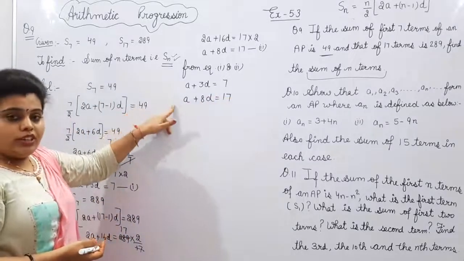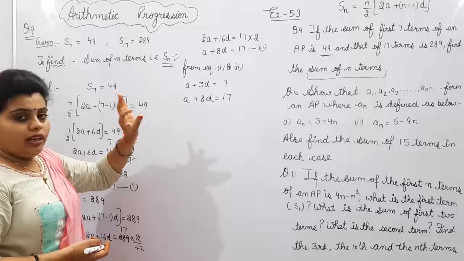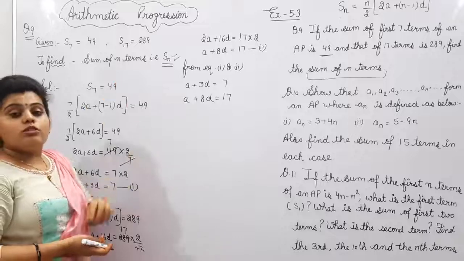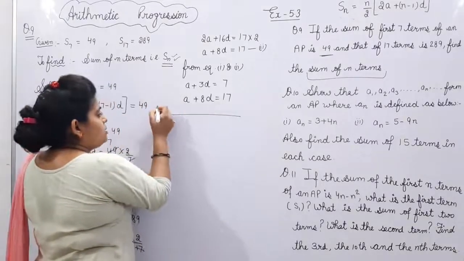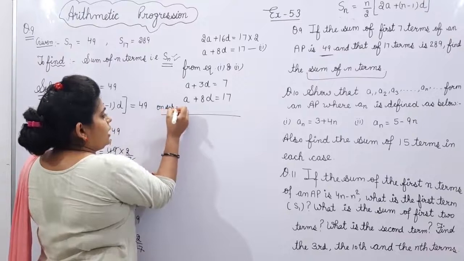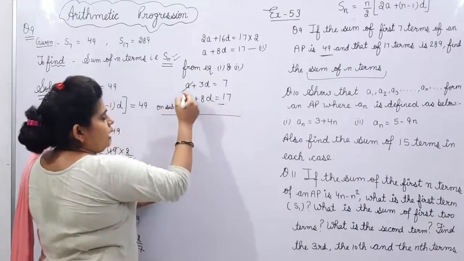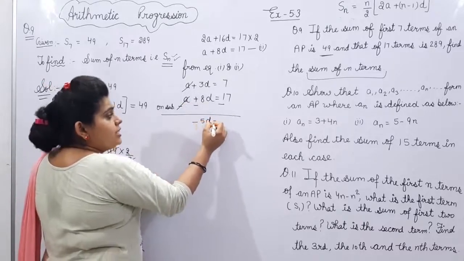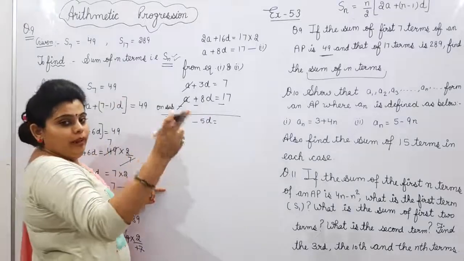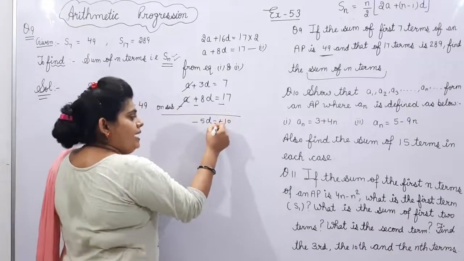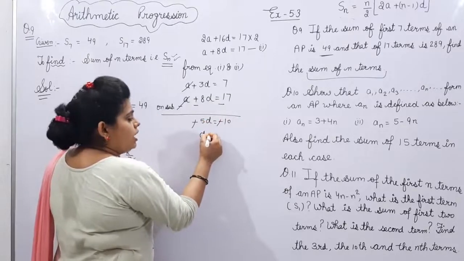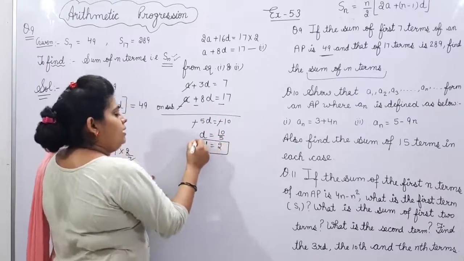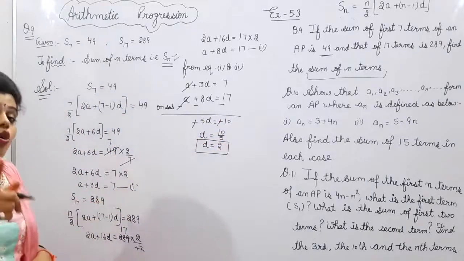Now we get two equations. We can use any method of chapter number 3: elimination method, substitution method, cross multiplication method. I am using elimination method. Now by using this method, on subtracting we will get minus minus minus. a minus a cancels out. 3d minus 8d is minus 5d. 7 minus 17 means minus 10. Minus minus cancel out. d will be equal to 10 by 5, means d is equal to 2. So from here we get the value of d, and d is the common difference.